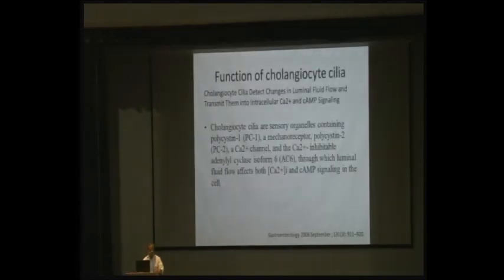Then the function of the cholangiocyte cilia was explained in this paper from Gastroenterology 2006, where it was mentioned that cholangiocyte cilia are sensory organelles containing polycystin 1 protein, which is a mechanoreceptor, and polycystin 2 protein, which is a calcium channel, and another protein, calcium-inhibitable adenylyl cyclase isoform 6, which is AC6, through which luminal fluid flow affects both calcium and cyclic AMP signaling in the cell.